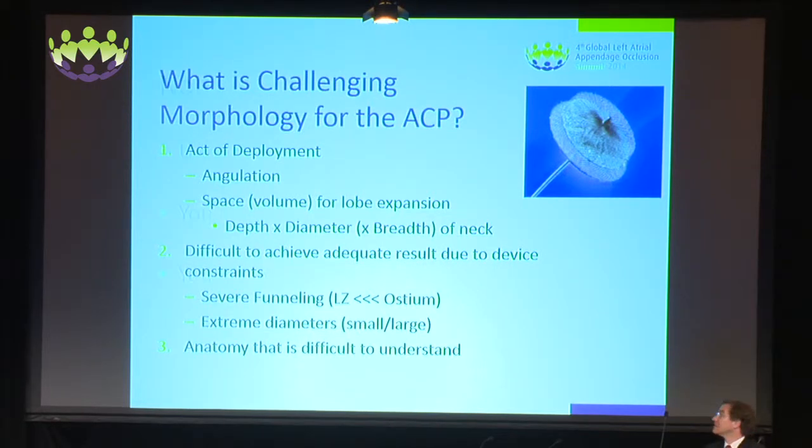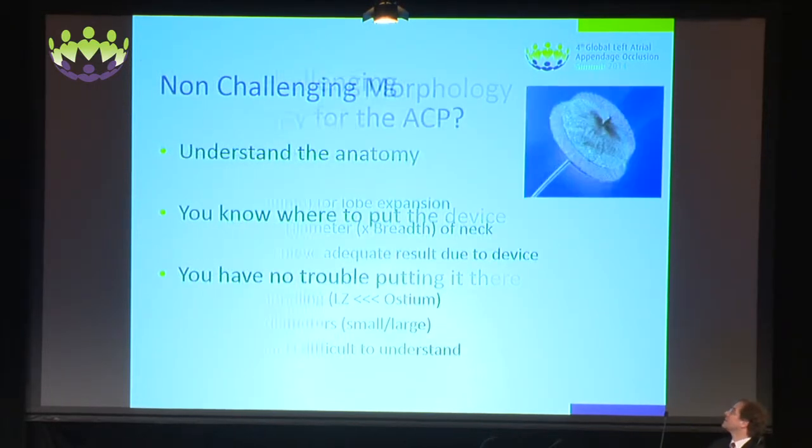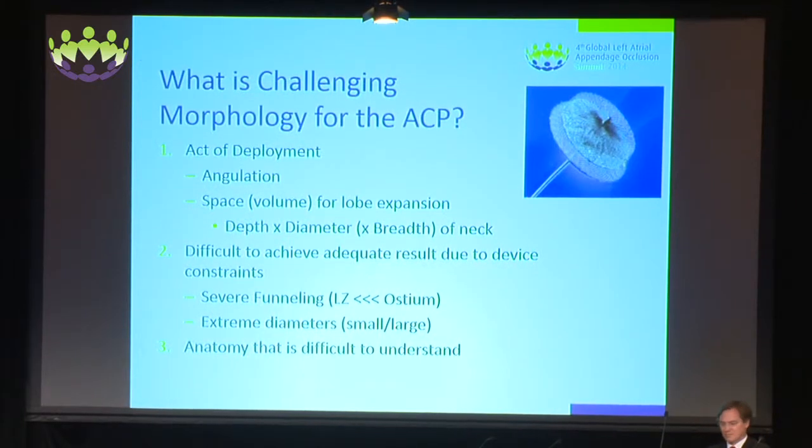The first is the act of deployment. That means getting it to go where I want it to go. That means there's difficult angulation, or that the space or the volume for lobe expansion is inadequate, and that may be dependent on the depth, the diameter, or the breadth of the neck.